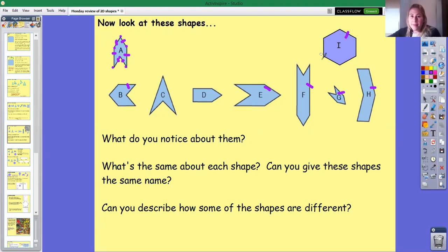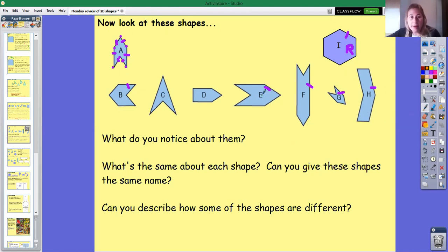So this one is slightly different because I've got sides that are all the same length, it looks like, and so the angles would all be the same as well. So this one would be a regular hexagon, whereas the other ones would be irregular because they've got different length sides. Now let's look at C and D.